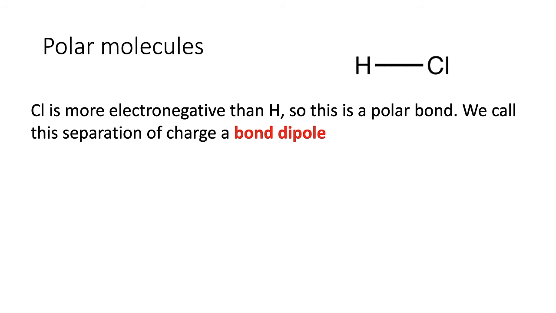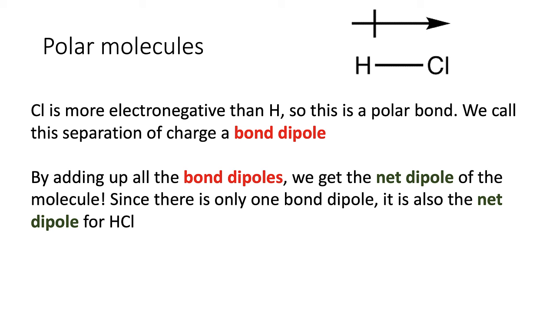So polar molecules, right? Recall that we have this value called electronegativity that says how much each atom wants to have the electrons within a covalent bond. And so when we have HCl, chlorine is more electronegative than hydrogen. And therefore we have a polar bond, and we have a bond dipole that shows that the electrons want to drift towards chlorine compared to hydrogen.